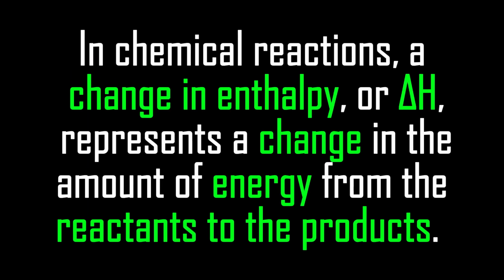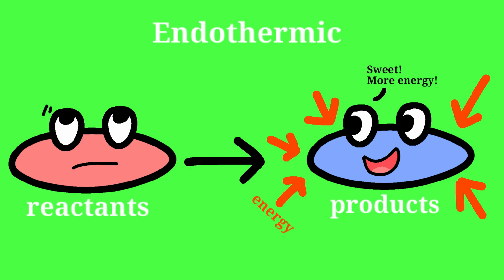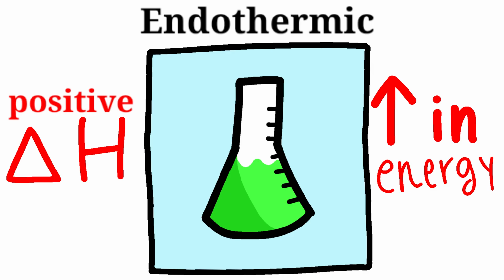Another concept you'll need to understand is enthalpy. Enthalpy is a type of thermal energy, and it's the heat required to break or form bonds in a substance. In chemistry, enthalpy is represented by the letter H. In chemical reactions, a change in enthalpy, or delta H, represents a change in the amount of energy from the reactants to the products. Because endothermic reactions absorb energy from the surroundings, the products of an endothermic reaction will gain energy. This gives endothermic reactions an increase in enthalpy, or a positive delta H.